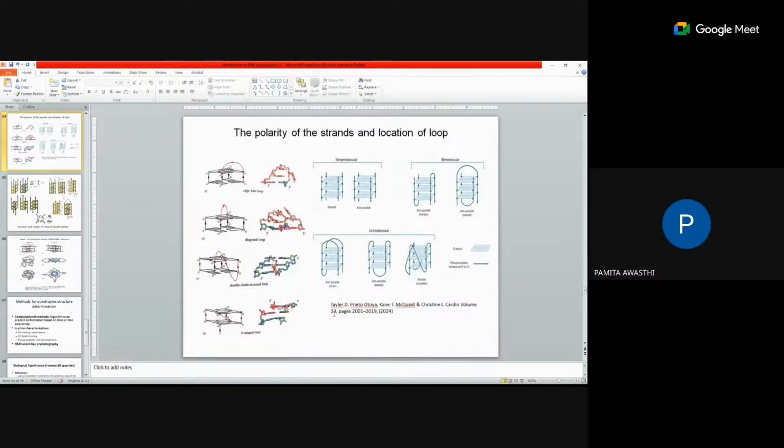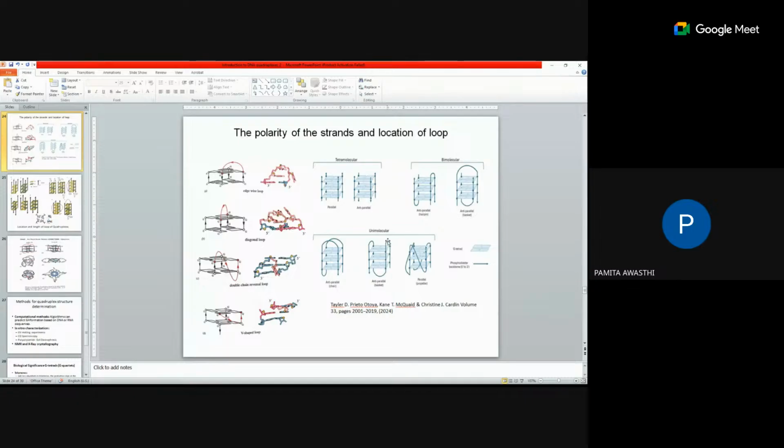Then comes the polarity. So the quadruplexes are further classified on the basis of the strand polarity, meaning I'm talking of the backbones, right? And location of the loops. Loops means which is connecting these 2 strands. So G quadruplexes are either formed from a single strand or formed from a double strand. In case of a unimolecular, this is the unimolecular, you can have a parallel, you can have an anti-parallel, right? In case of parallel, the G strand requires a loop to connect, when they are being formed.